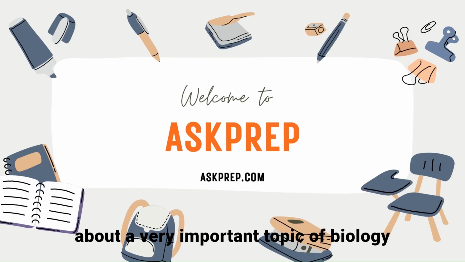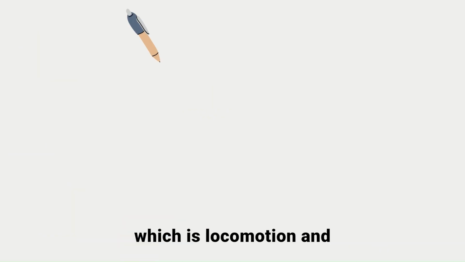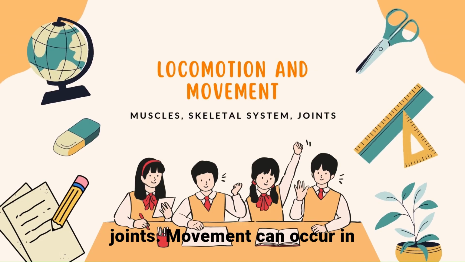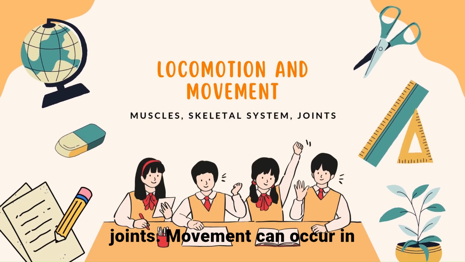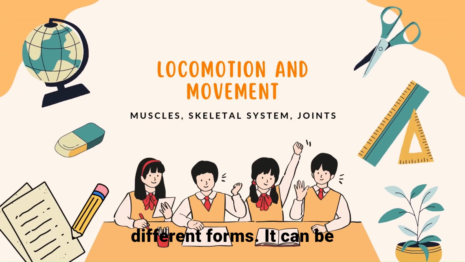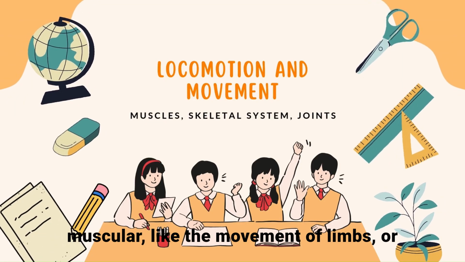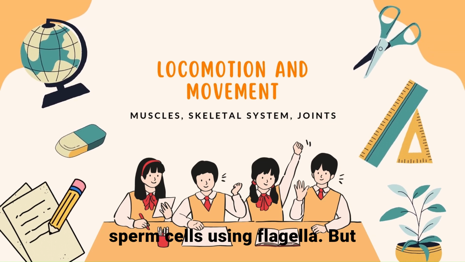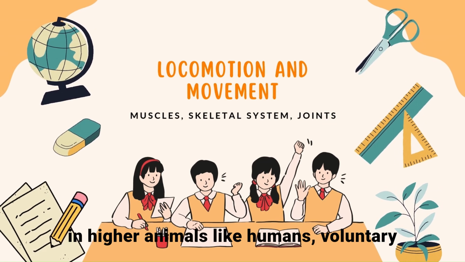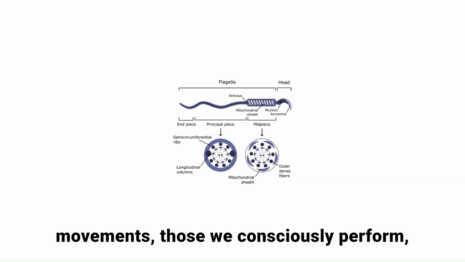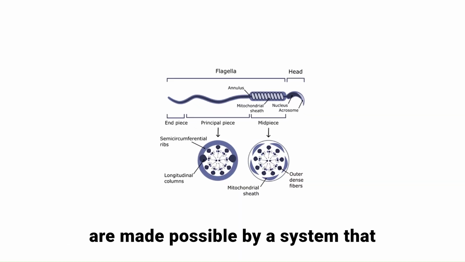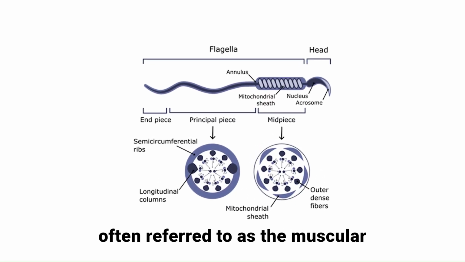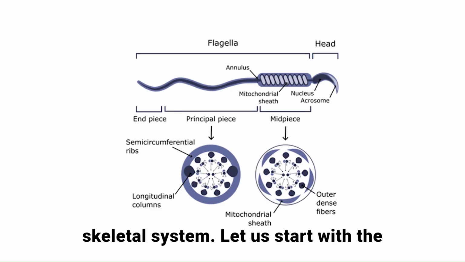Today we will study about a very important topic of biology, which is locomotion and movement, muscles, skeletal system, joints. Movement can occur in different forms. It can be muscular, like the movement of limbs, or it can be cellular, like the movement of sperm cells using flagella. But in higher animals like humans, voluntary movements, those we consciously perform, are made possible by a system that integrates muscles and the skeletal structure. This combination is often referred to as the musculoskeletal system.